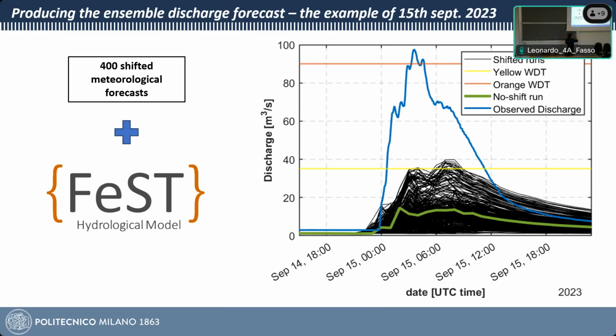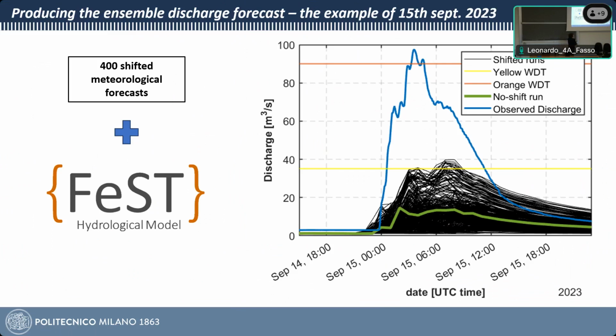In fact, the thick blue line is the observed discharge in the monitored cross-section that we selected. The green thick line is the discharge forecast that we would have had if we didn't shift the precipitation. And all the other solid black lines are the shifted forecasts, in the sense that they are the 400 discharge forecasts obtained from the shifting of the meteorological forecast.